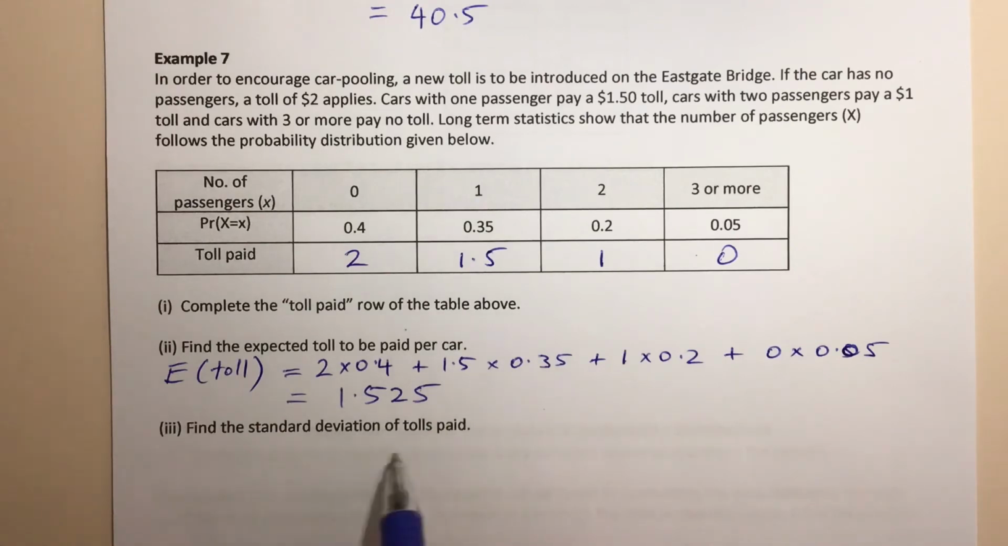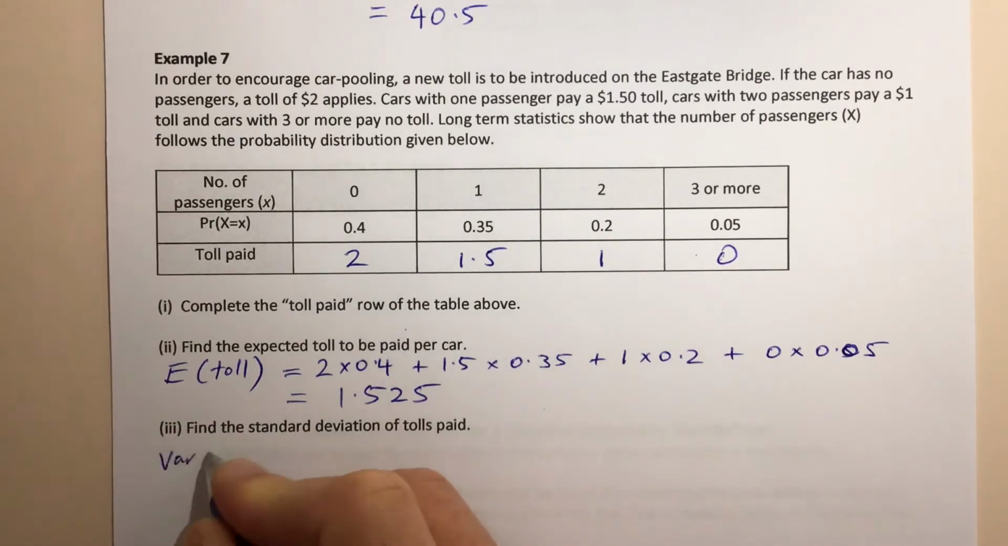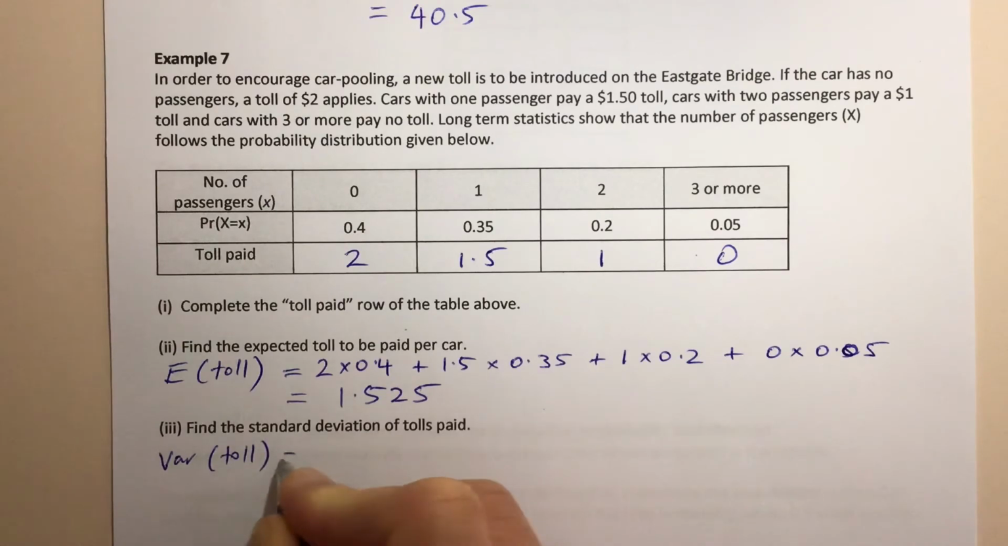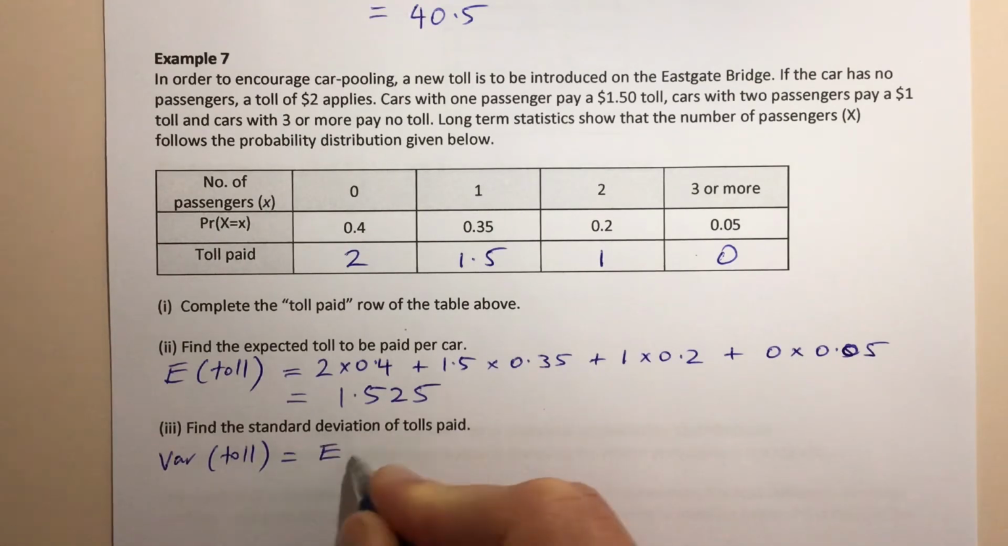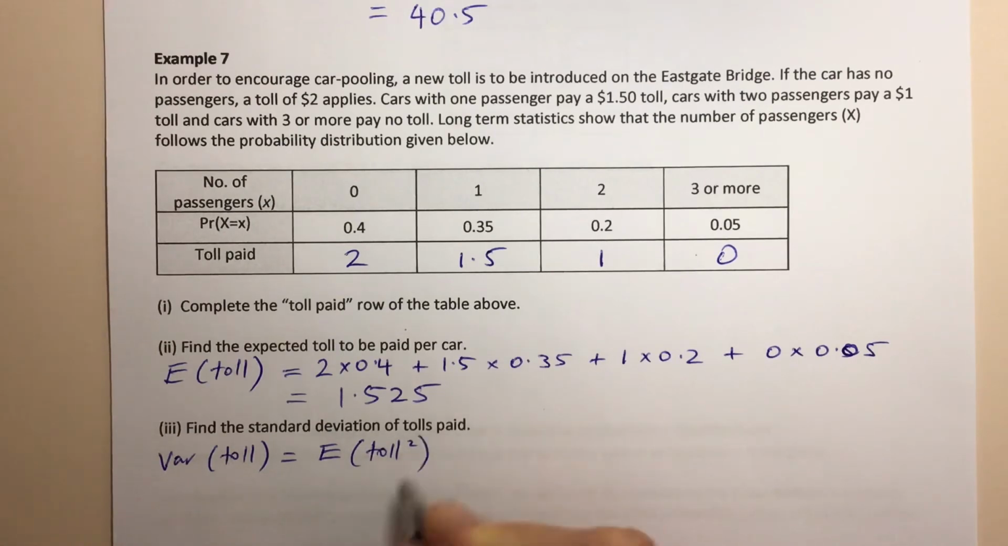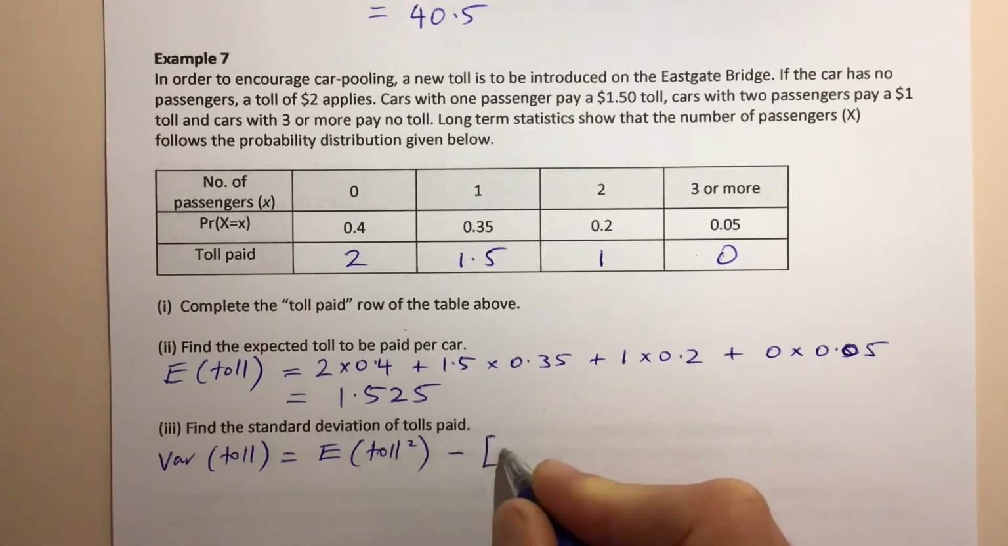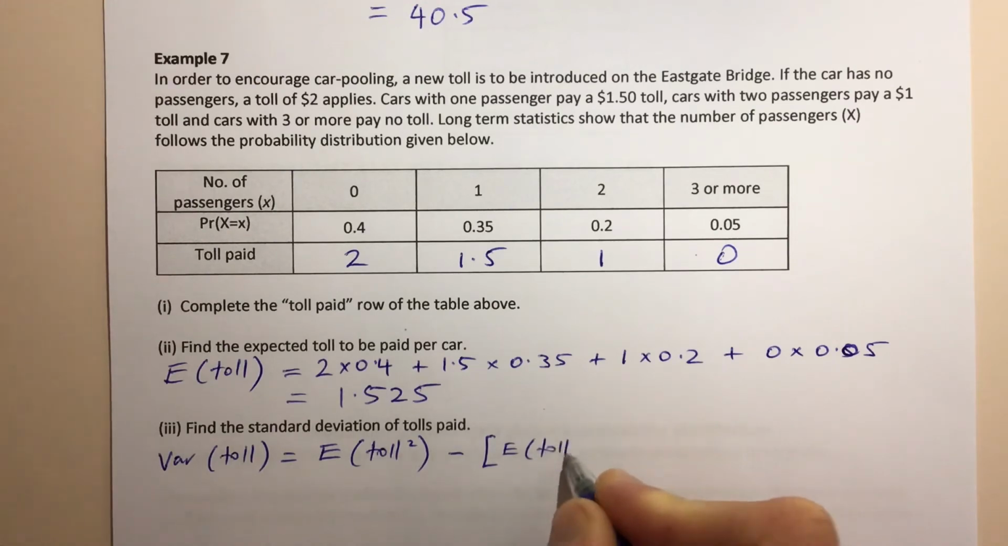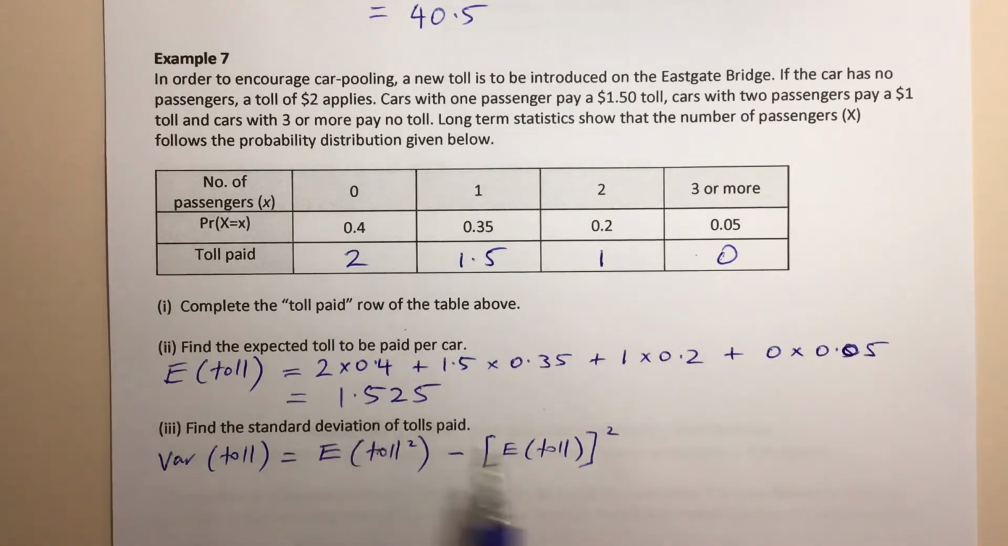Well, the standard deviation of the tolls paid. Okay, so we're going to have to work out the variance first and then square root that to get the standard deviation. So let's start with the variance of the toll. And remember that equals the expected value of the variable squared, minus the expected value of the variable, all squared.